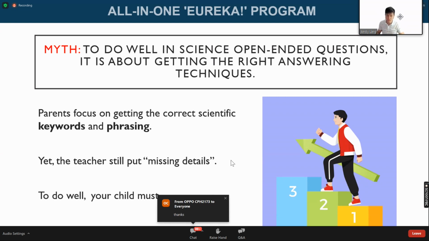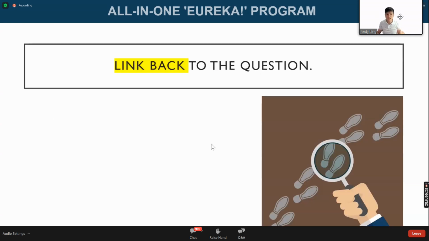So what should be the final ingredient for your child to secure full marks in the science open-ended answer? The key pointer, the last step, is more than just answering technique, which is, parents, please type it out, linking back to the question. Type out the words link back. Now, when I say link back, I don't mean just adding a last statement, like copying the keywords from the question. No, it is actually more than that.